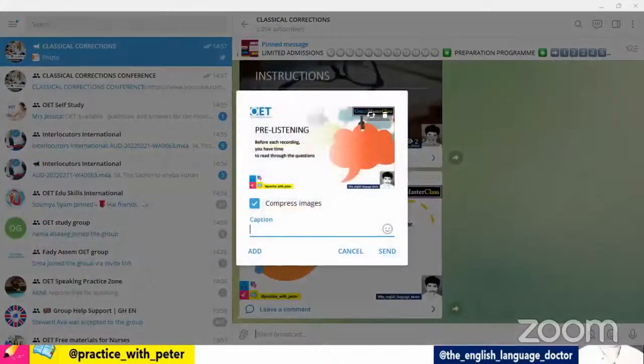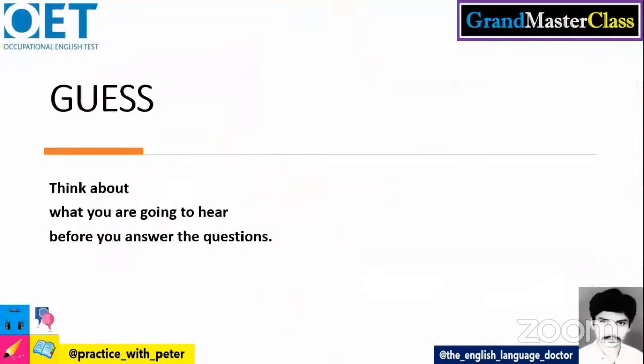Now guess. For example, think about what you are going to hear before you answer the questions, before the audio starts, before you listen to anything. You just have the question paper in front of you. So underline the keywords and guess what he is expecting. He answered, he told, he prescribed. Prescribed means some medication. So what medication?